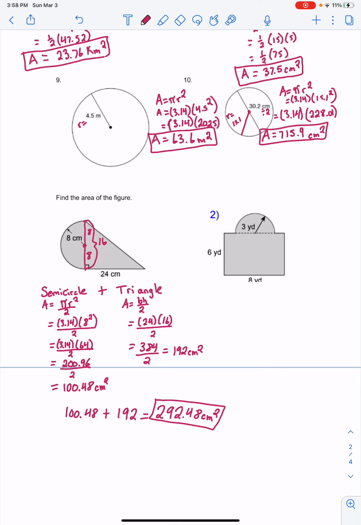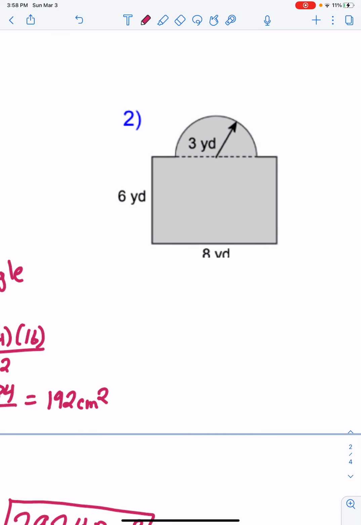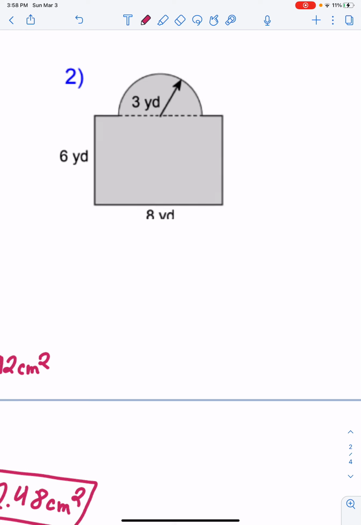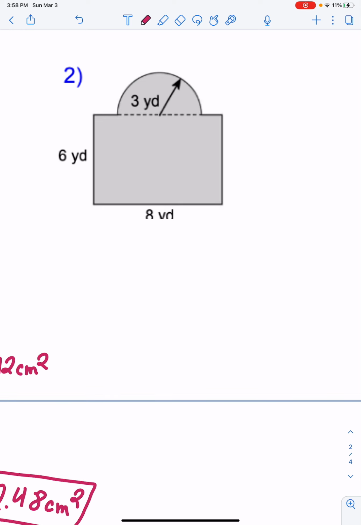All right, let's look at our very last problem on our review. This is yet again a composite figure, so we have two different shapes here that we're going to add together. So the two shapes that I see are a rectangle and a semicircle. And once we find the area of these two, we're going to add them together.